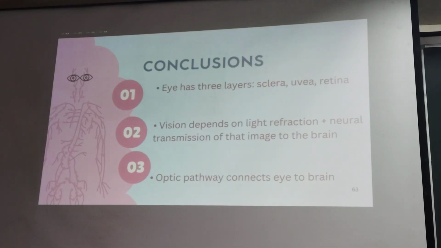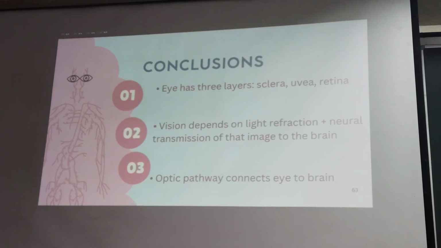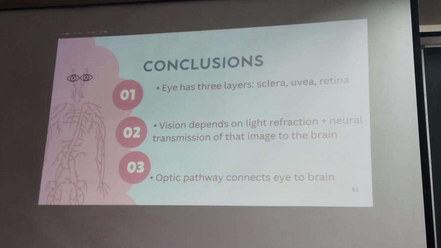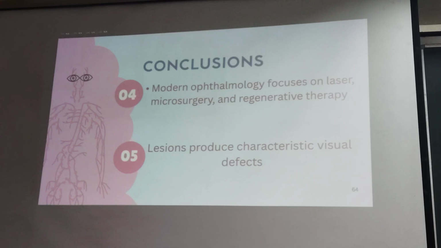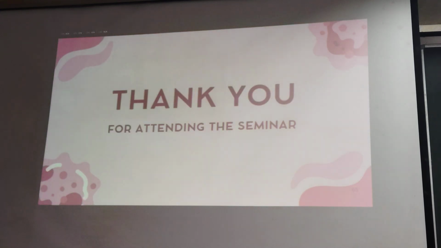The eye has three layers: outer fibrous sclera, middle vascular uvea, and inner neural layer retina. Vision depends on the light refraction and neural transmission of the image to the brain. The optic pathway connects the eye to the brain. Modern ophthalmology focuses mainly on laser, microsurgery, and regenerative therapy. Lesions which occur in the optic pathway can cause visual defects.